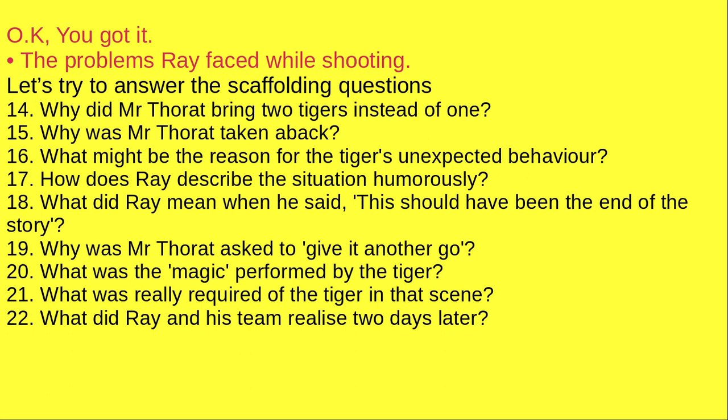What was the magic performed by the tiger? It dispersed all the crowd consisting of 150 people. Okay. Now, what was really required of the tiger in the scene? What is expected? We discussed it in the last lesson, and now you can write it yourself. What did Ray and his team realize 2 days later? Everything was okay, right? Now, let us discuss this part of the story. This is a kind of story or narration. That's why it says I wrote like this. This is an article again, right?